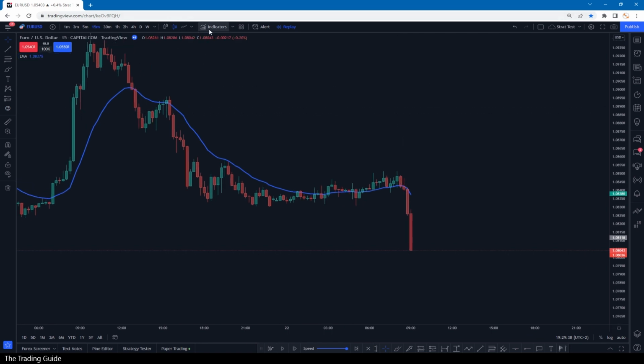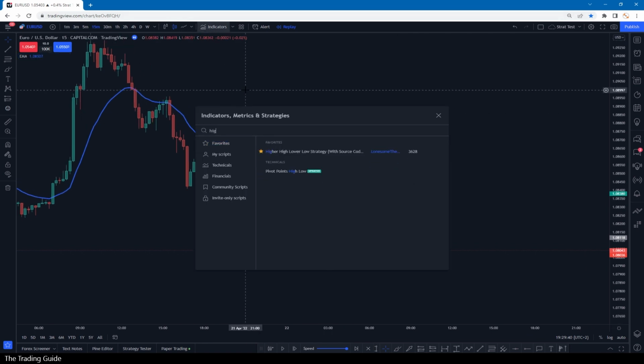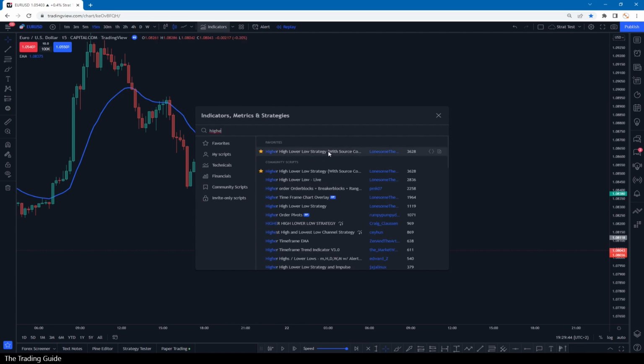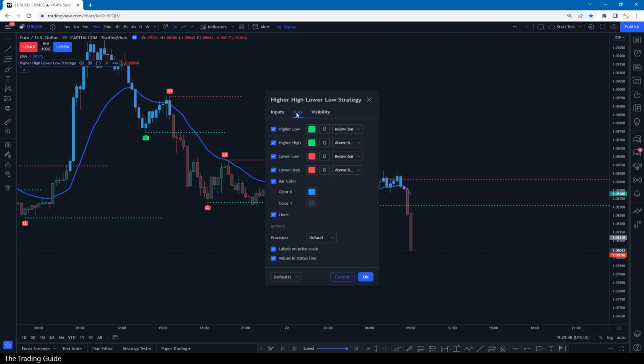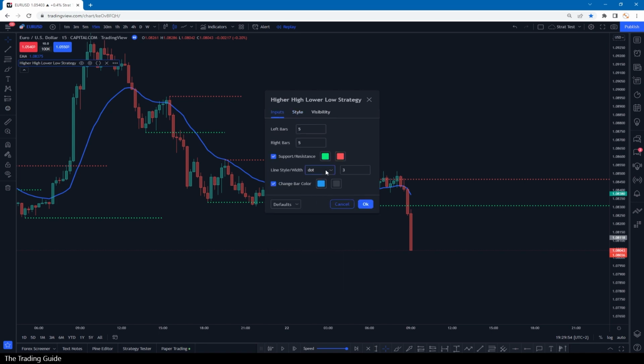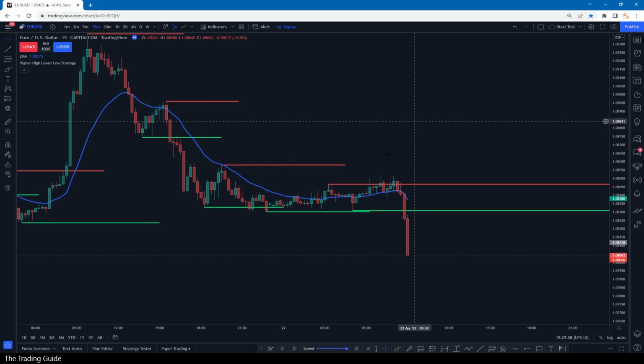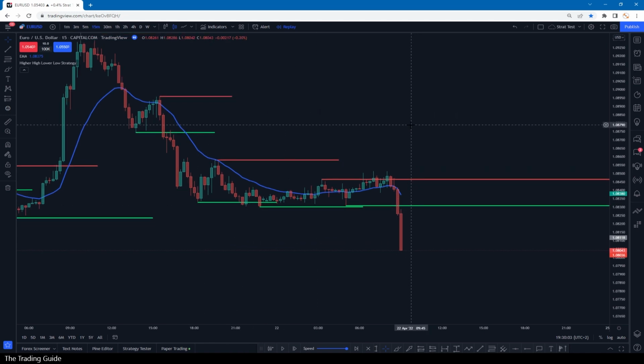Okay, the next one is the higher high, lower low strategy indicator. On the style tab, I disable everything except the lines. And the line style on the input tab is set to solid. We need this indicator to display the market structure, the highs and lows.